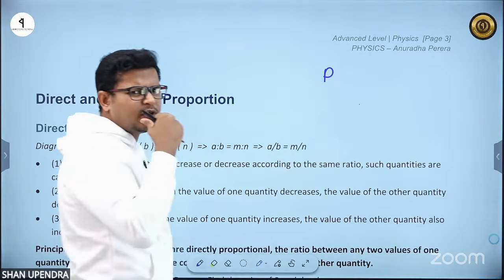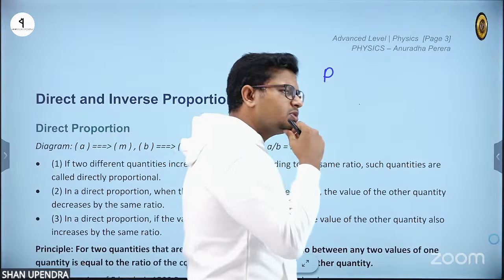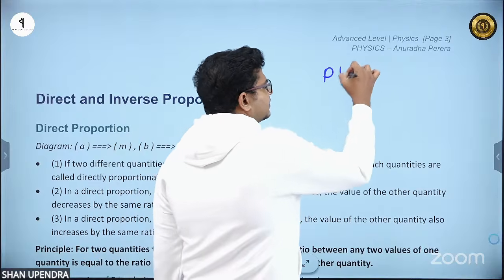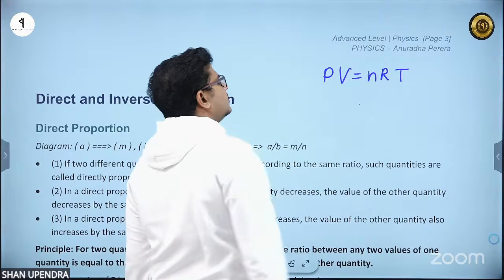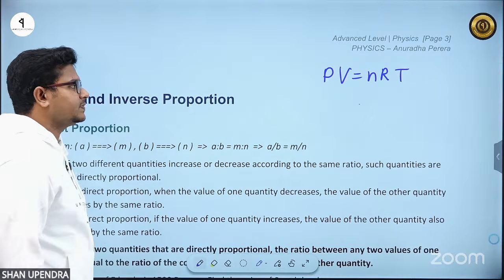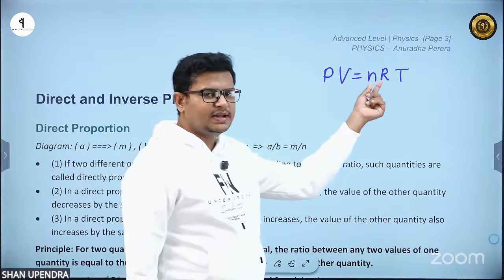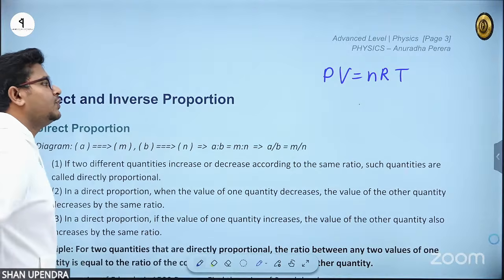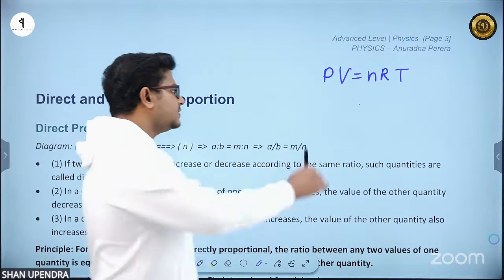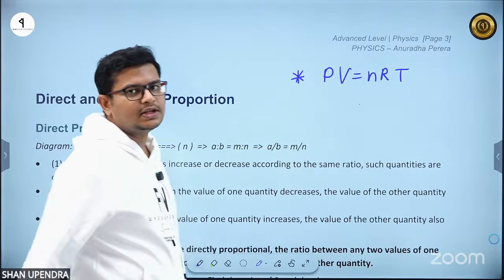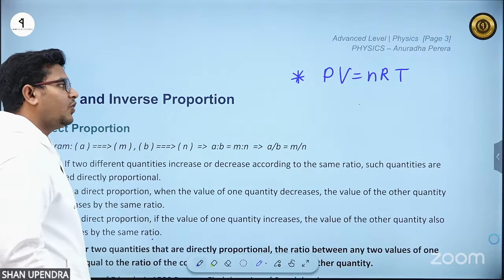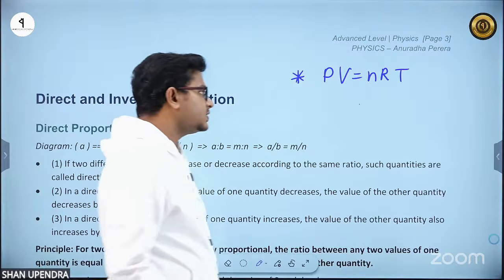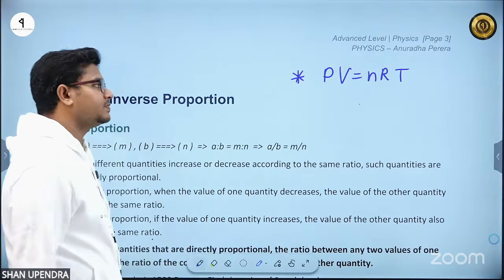I think you are not yet familiar with the gas laws. In chemistry you are learning gas laws. Let's take a simple one: there is an equation known as PV equals nRT, the ideal gas equation. P is the pressure, V is the volume, n is the number of moles, R is the universal gas constant, and T is the absolute temperature in Kelvin.